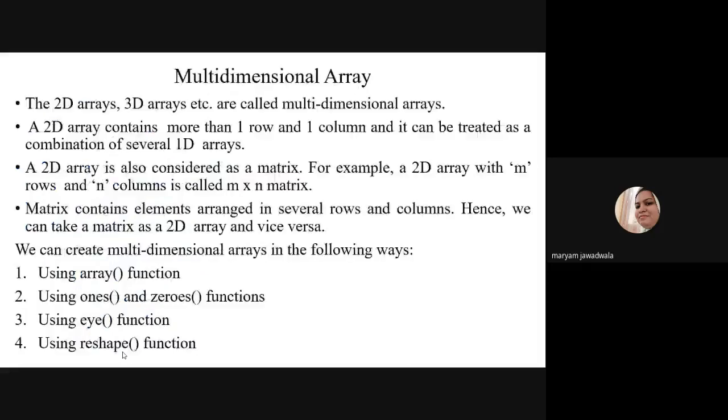So today we are going to discuss multi-dimensional arrays, and how to create them using NumPy. As you all know, 2D arrays, 3D arrays, 4D arrays, or ND arrays are all known as multi-dimensional arrays. So what is a 2D array? A 2D array contains more than one row and one column, and it can be treated as a combination of several 1D arrays. A 2D array is also considered a matrix. For example, a 2D array with m rows and n columns is known as an m by n matrix. So we can say a matrix is nothing but a 2D array and vice versa.